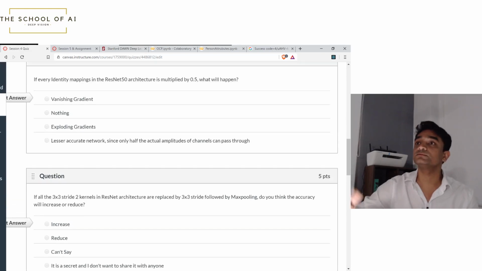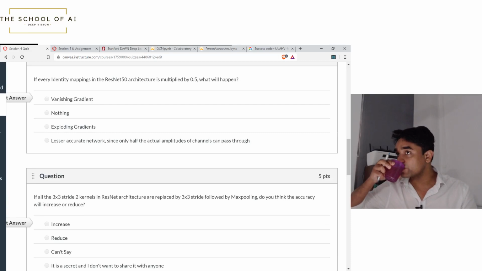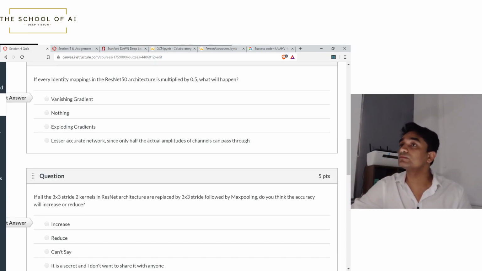In case of the previous question of the checkerboard issue, the 3x3 with stride of 2 is present in the residual layer, right? The identity mapping still goes through. Correct. Why will we have the checkerboard issue if only the residual has the 3x3 stride 2 and the identity is still there?